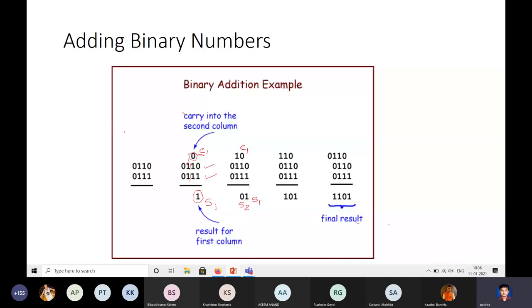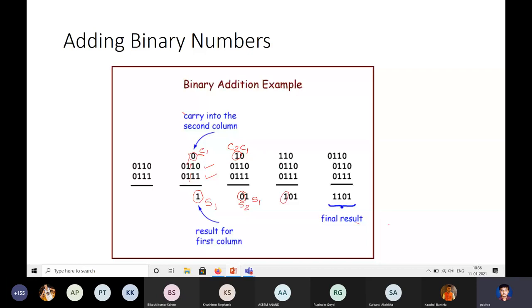So the sum is 0 and the carry is 1 and the sum is 0. And this you repeat. Now I have 1, 1, 1. If you have 1, 1, 1, you can think of it as 2 addition. So you have a sum of 1 and a carry of 0. This again also you can think of it like this.